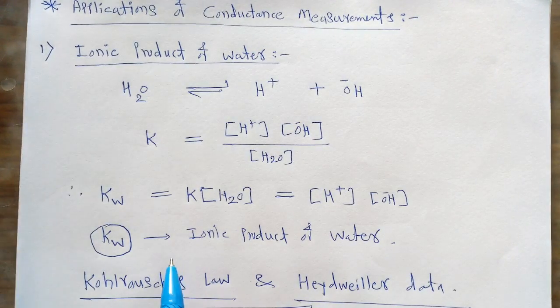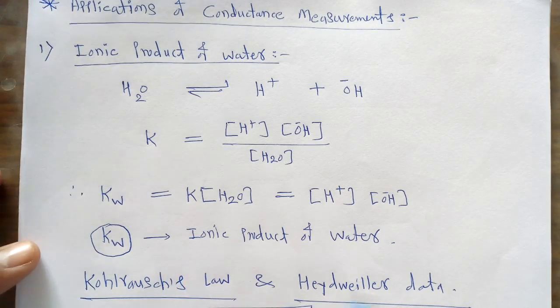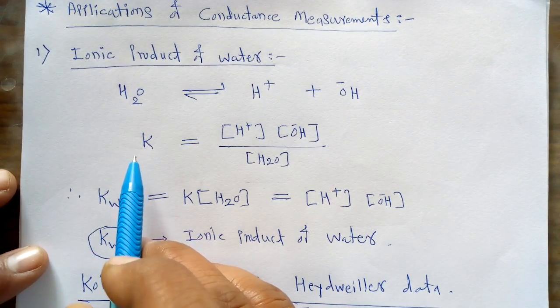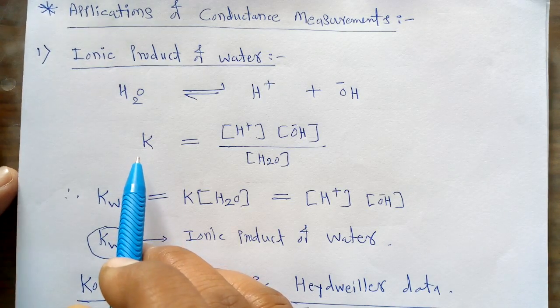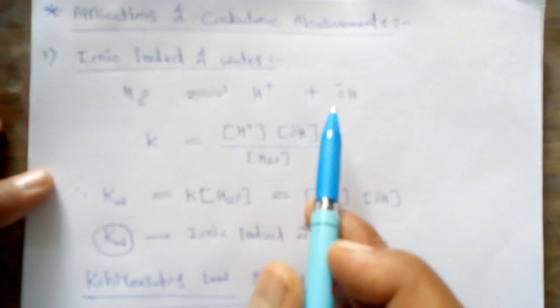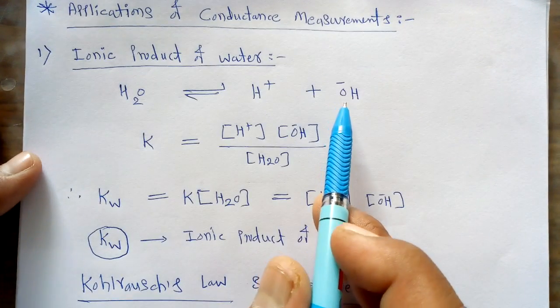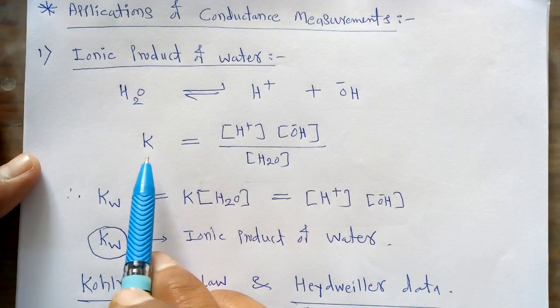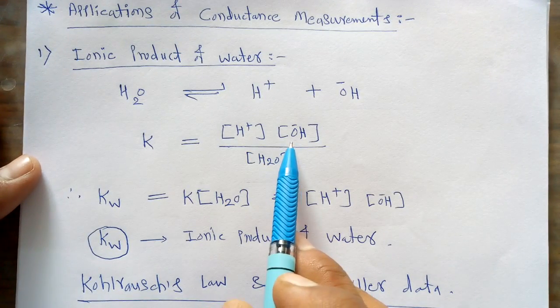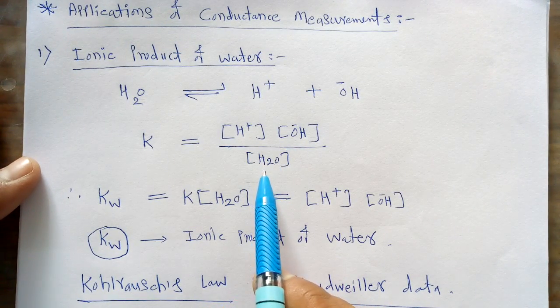In this ionic product of water, we consider that even the purest form of water can show some conductance, and this conductance is due to the partial dissociation of the water molecule into its ions, that is H+ ions and OH- ions. From this we may write the equilibrium constant, that is K = [H+][OH-] / [H2O].